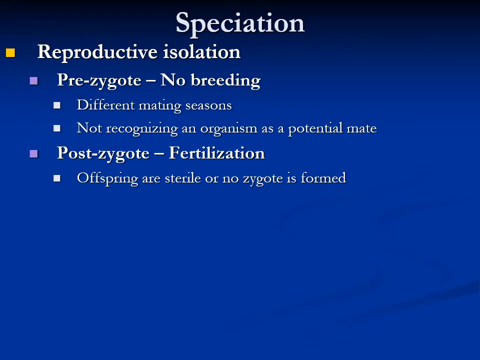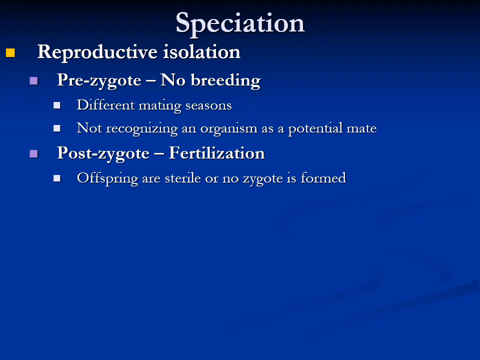All right, so some other things that can happen with speciation, besides geographic isolation, you could have reproductive isolation, where there's not necessarily a physical barrier between you, but some other things could happen. And so you could be pre-zygote or post-zygote. So pre-zygote means they don't even get to a point where they will breed together.